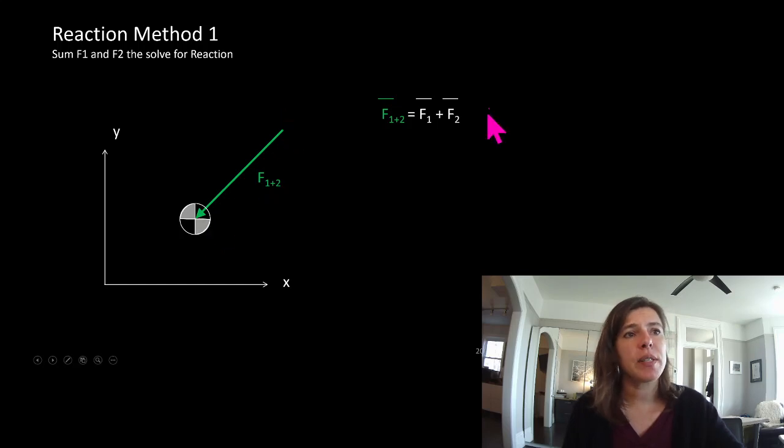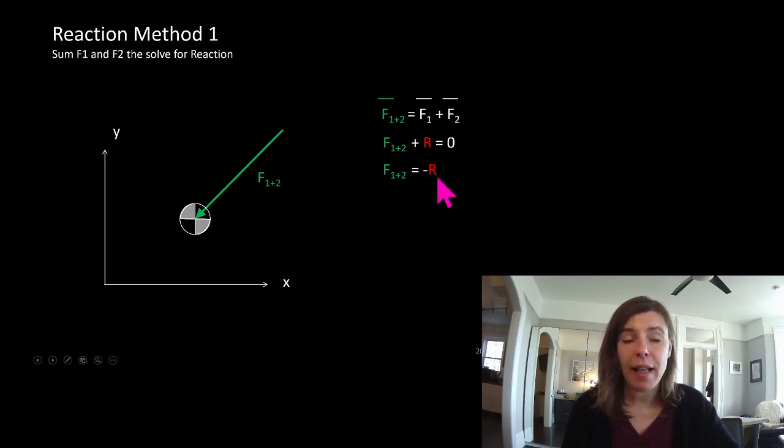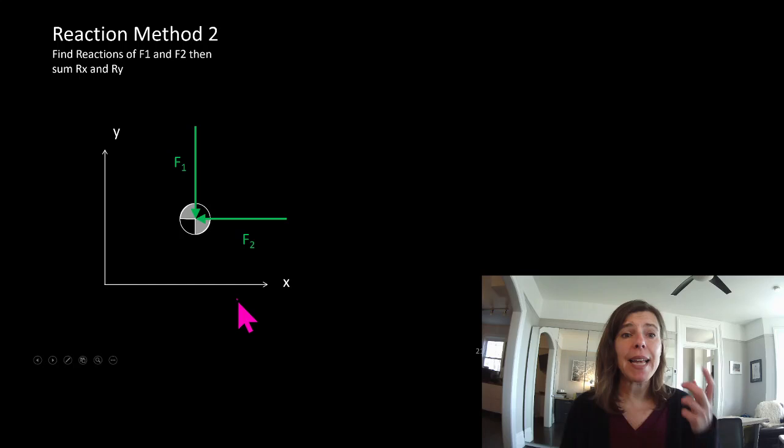So we've got a total force here that we've just calculated the value for, if we knew what these values were. And we want the sum of all of the forces acting on this to be zero. So F1 plus F2 has to have an equal and opposite reaction. The value of R has to be equal to the value of F1 plus F2, but it's got to be going in the opposite direction. So there's our reaction. So we can sum up our forces and then find the reaction. That is one way to do it.